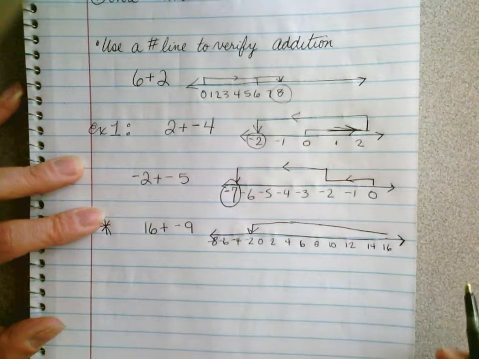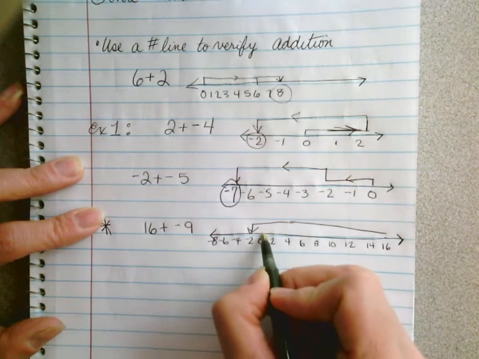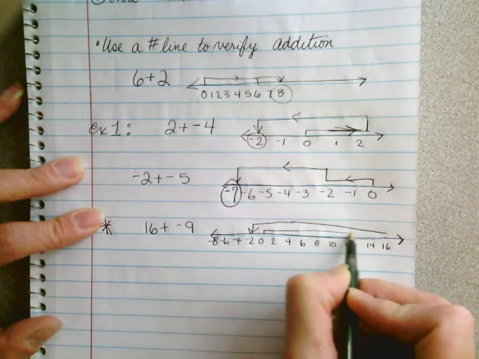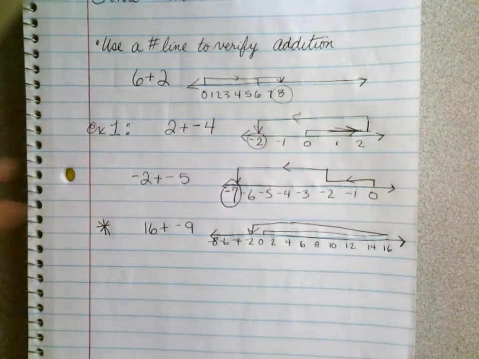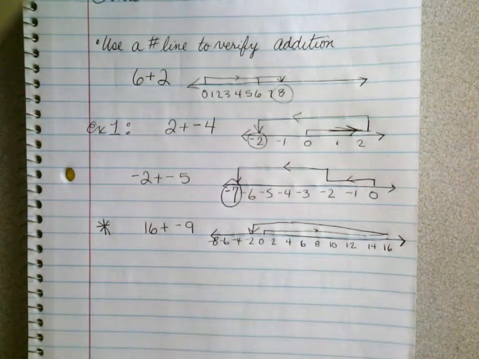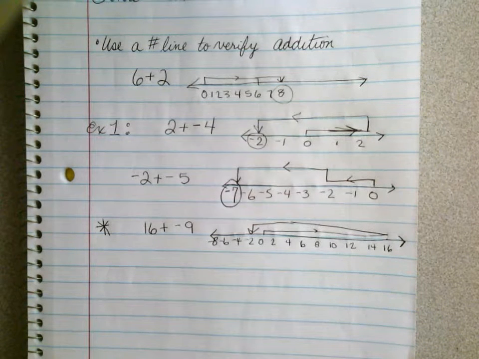Okay, that's the shorthand version, but I prefer if you start at 0, go to that first number, and then do what the second number tells you to do. Okay, that's how I would recommend you do it.